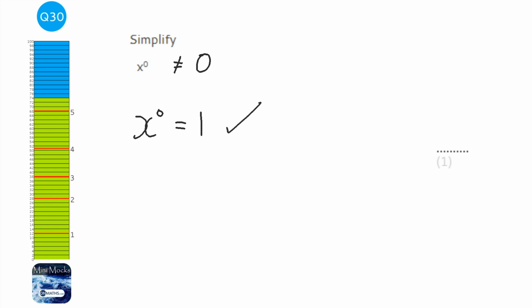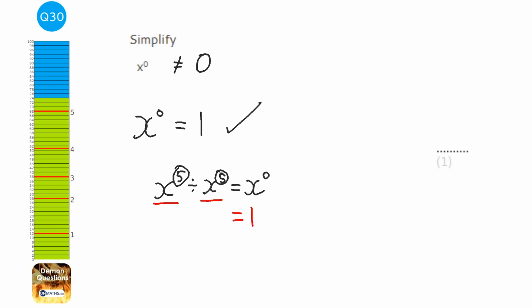Now you can think about this. If you do x to the power of 5 divided by x to the power of 5, then the rule is that you take away the indices when you divide them. So it's x to the power of 0. And we know that any number divided by itself is always equal to 1. So the answer to this question is always going to be 1. Just try and remember that. Anything to the power of 0 is 1.